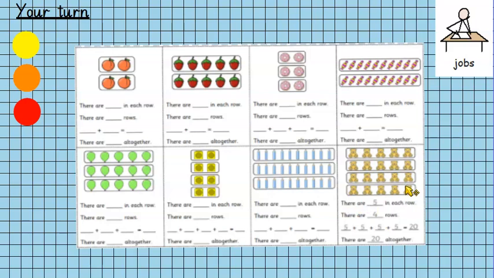How many rows are there? 1, 2, 3, 4. There are 4 rows. So that means that I need 5 4 times. 5, add 5, add 5, add 5. And when I count in 5s, that's 5, 10, 15, 20. So it's equal to 20. That means there's 20 altogether.